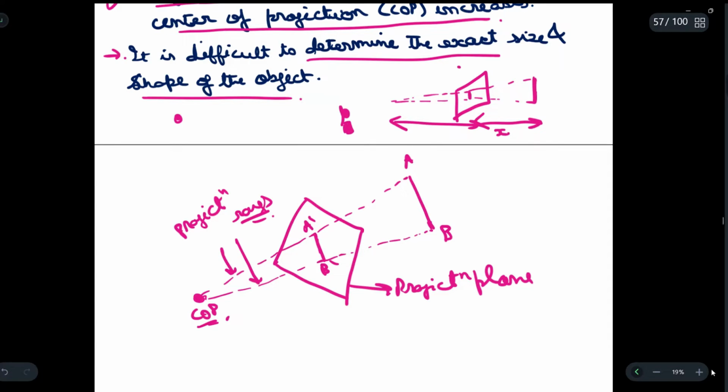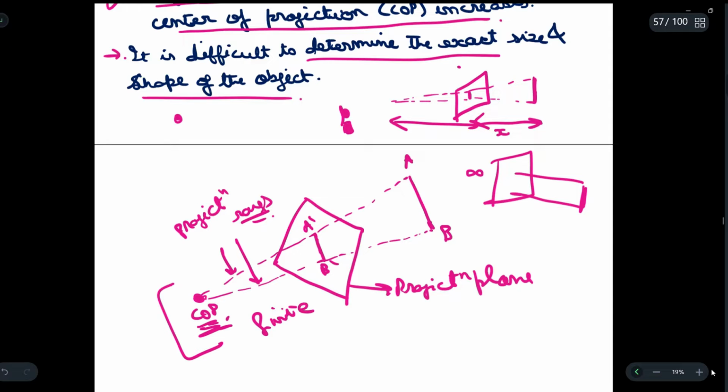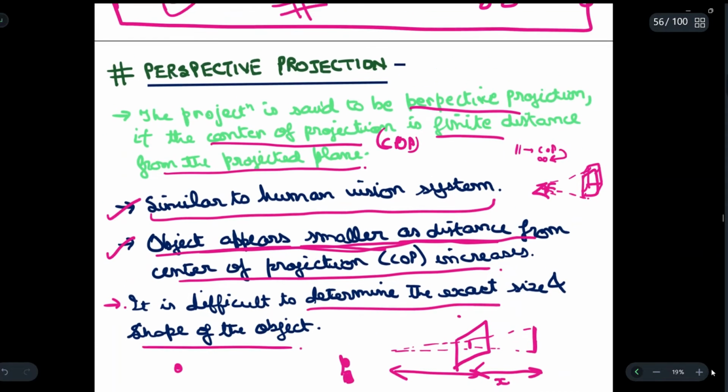Now guys, this is how perspective projection is done, which is completely different from parallel projection, in which we use parallel lines to project an object on the image plane, and over there the COP is present at infinity. Whereas in perspective projection the COP is present at a finite distance. Now guys, these are the points for perspective projection.